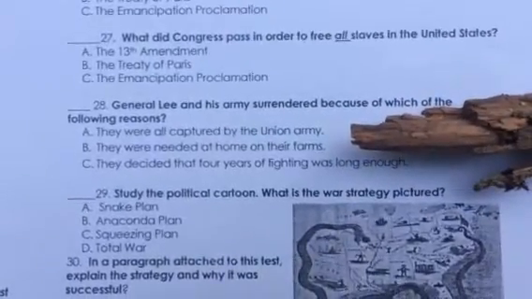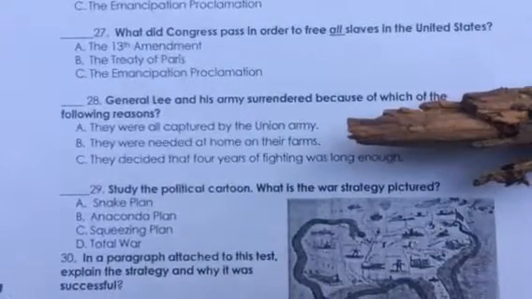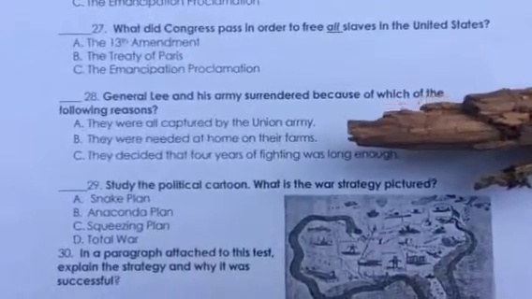28. General Lee and his army surrendered because of which of the following reasons? A. They were all captured by the Union Army. B. They were needed at home on their farms. C. They decided that 4 years of fighting was long enough.